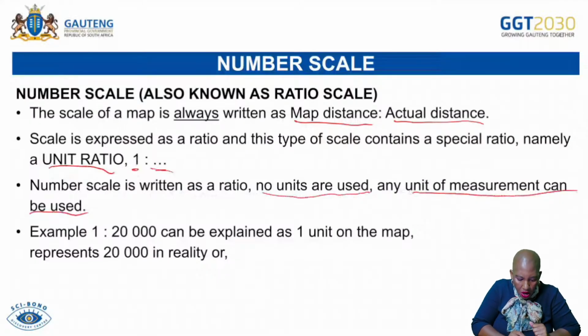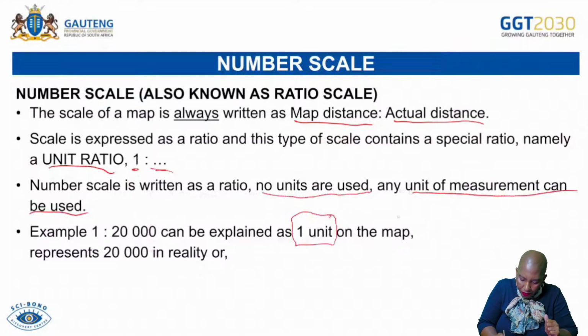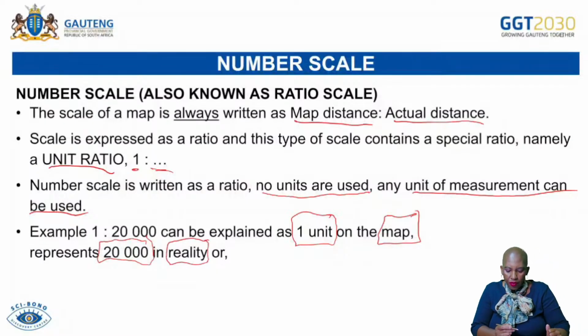There's the example. 1 is to 20,000 can be explained as 1 unit on the map represents 20,000. So meaning, don't make a mistake, 1 unit on the map represents 20,000 units in reality.